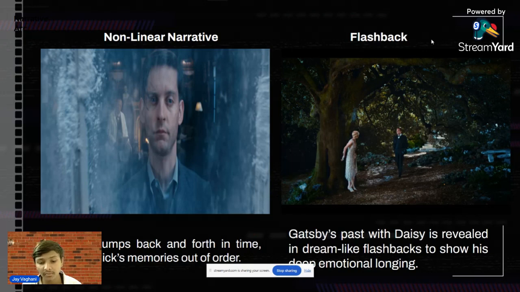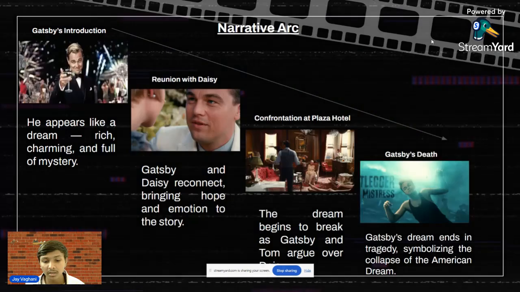These techniques help the audience feel Gatsby's emotions and memories more deeply. So I have put here two images. One is a non-linear example and another is a flashback example.